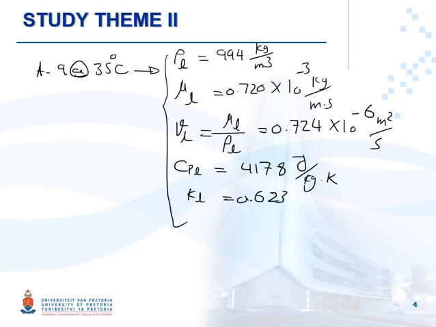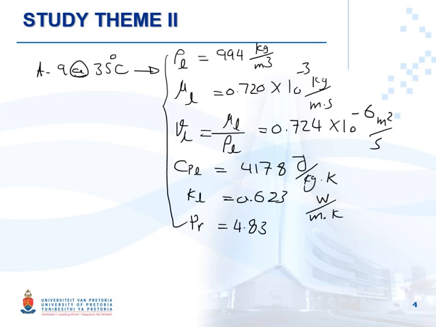Units, don't forget about the units. Units are important. Watt per meter Kelvin, and Prandtl is 4.83. Okay, so we read all the properties. We might not need all of them, but when we went through the table, we just write it down to see how we can use it.